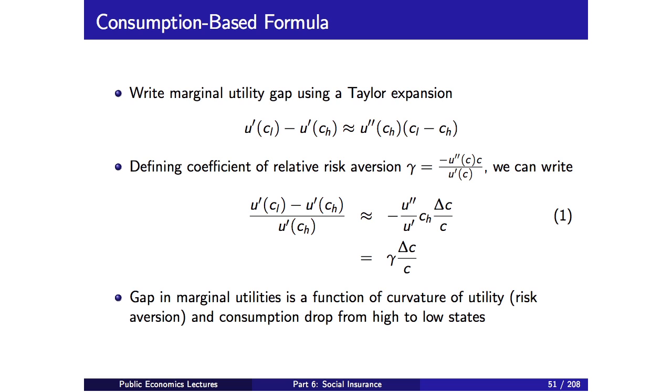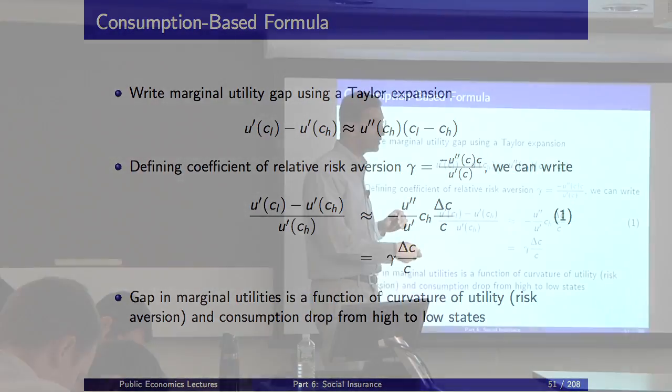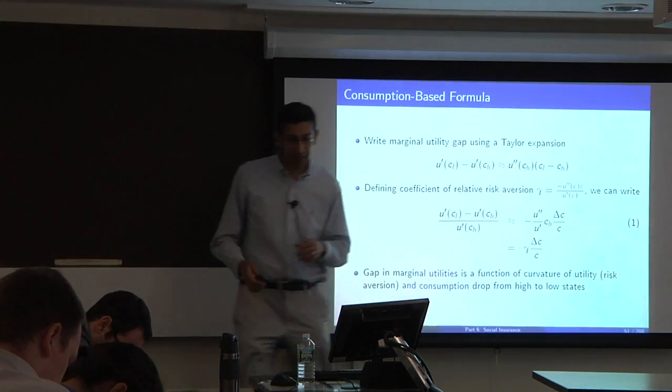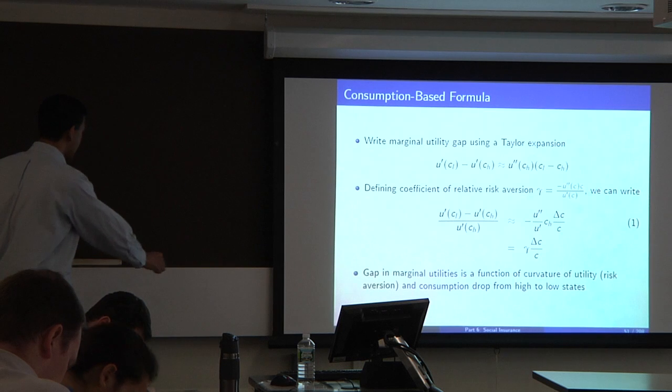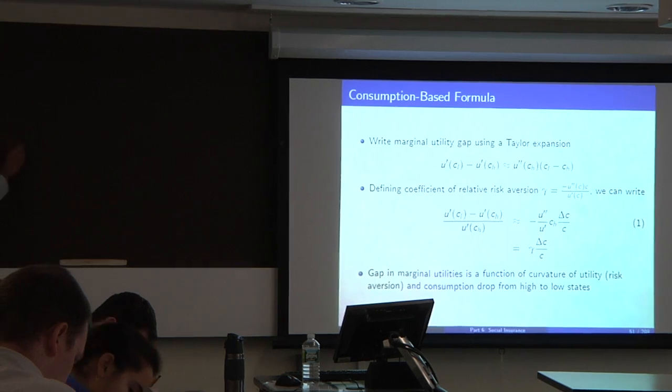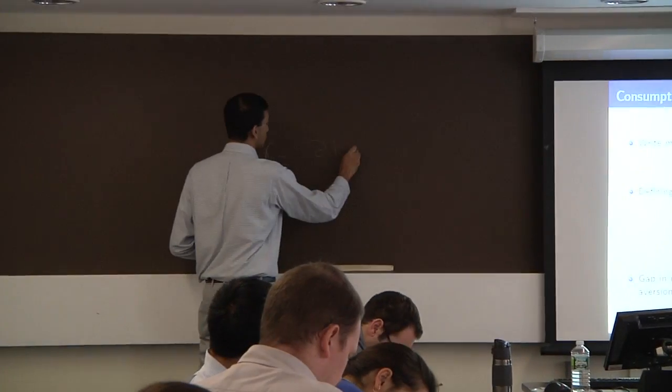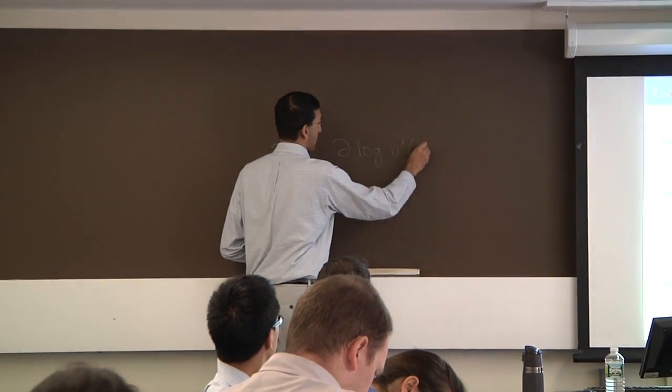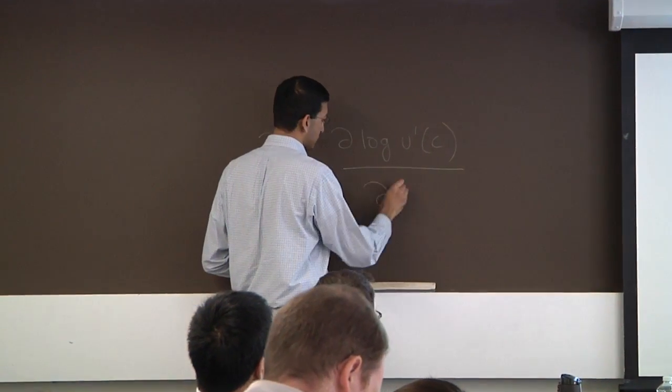That's a measure of the curvature of the utility function, right? As minus U prime prime of C divided by U prime of C times C. So just so people are clear on this, that is the elasticity of the marginal utility of consumption with respect to consumption.